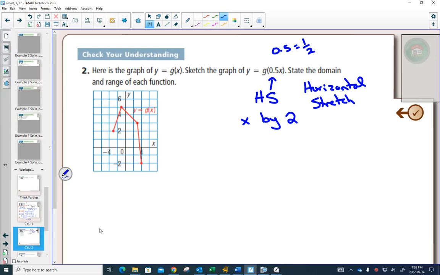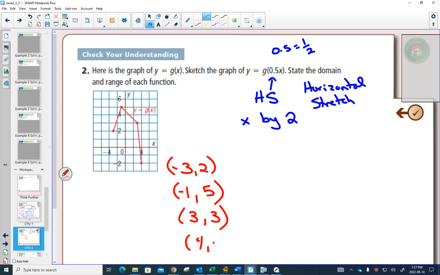If we want to show this algebraically, we have 4 key points on this graph. We've got negative 3, 2. We've got 1, 5. Negative 1, 5. We have got 3, 3. And we have 4, negative 2. If we want to show the algebra of how it's changing above the arrow, I can say, what am I going to do? I'm going to multiply all my x coordinates by 2.